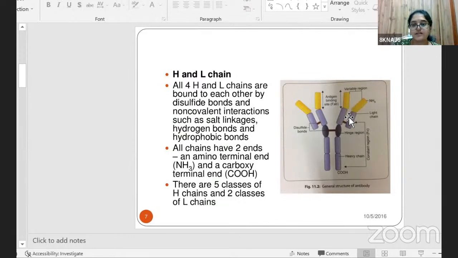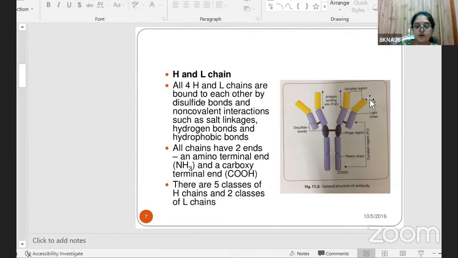So light chains have a constant region CL about 110 amino acids long, and a variable region VL of the same size. This is the carboxyl terminus, and this is the N terminus, that is the amino terminus. At the amino terminus, the variable region of the heavy chain has around 330 or 440 amino acids. The heavy and light chains come together and form the antigen binding site. This whole thing forms the antigen binding site.